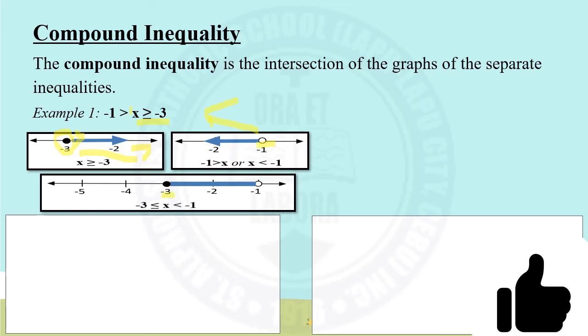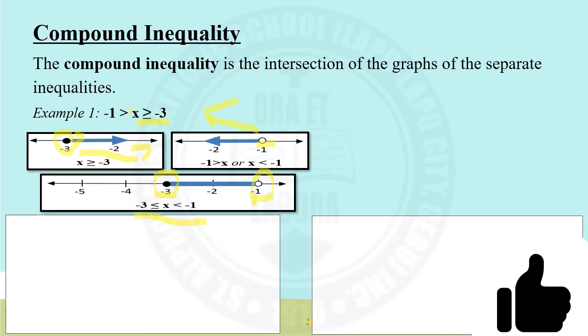Okay, now by graphing compound inequalities, we will be combining these two graphs. So just write first the -3. Use a shaded circle. Just copy the circle that we have used in the first graph, and also an open circle at -1. And then just follow the direction of the arrow and shade those parts.